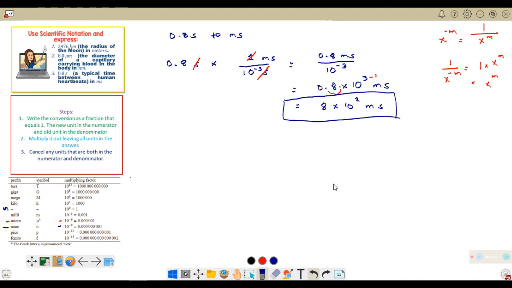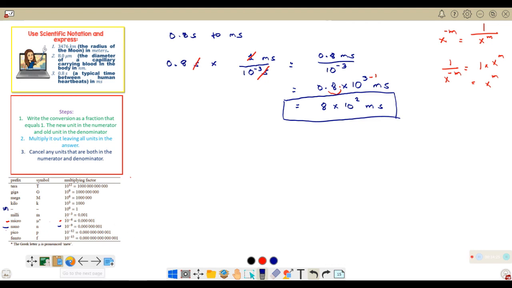Okay? So the final answer is 8 times 10 raised to 2 milliseconds. I hope that was clear. You can always look up this table. Provided naman yun sa module nyo. And you can also follow the steps. You can skip 2 if you want. As long as you will end up with the same answer, okay lang yon.